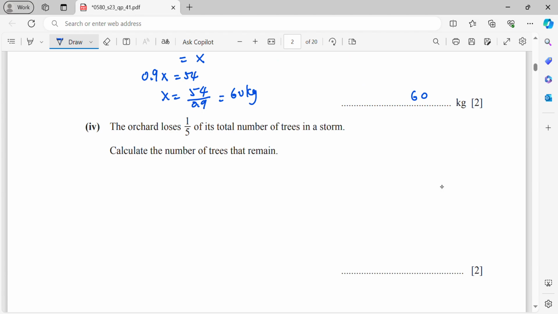Right, the orchard loses 1/5 of its total number of trees in a storm. Calculate the number of trees that remain. So loses 1/5. That means the remaining will be 4/5. So it will be 4/5 times 1250. Then this is going to be 1000.